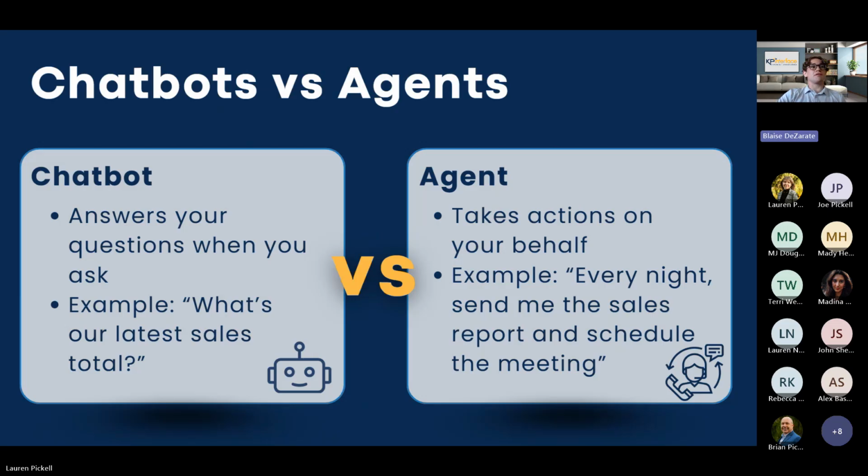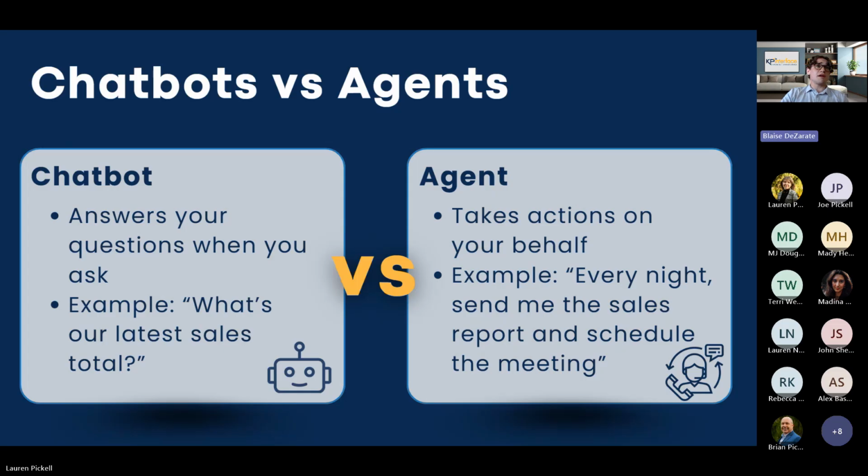Chatbots are very reactive. They wait for your question and then they give you an answer. So think of ChatGPT when you type in a prompt, for example, what's our latest sales total? And it'll spit it right back out to you. An agent, on the other hand, is more proactive. They actually do work, whether it's pulling data or running a complete process. For example, an agent could automatically generate your sales report at 6 p.m. and email it to you.